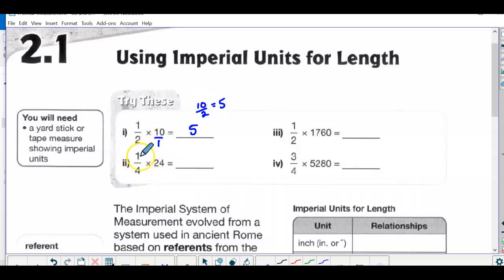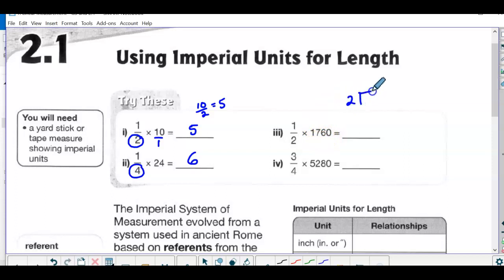Okay, for imperial units, most of the fractions used have denominators of 2, 4, 8, 16. Those are the most common. So 1/4 of 24, again, you can think about that as the same as dividing 24 by 4, so that's 6. Half of 1,760 means you're dividing this by 2.